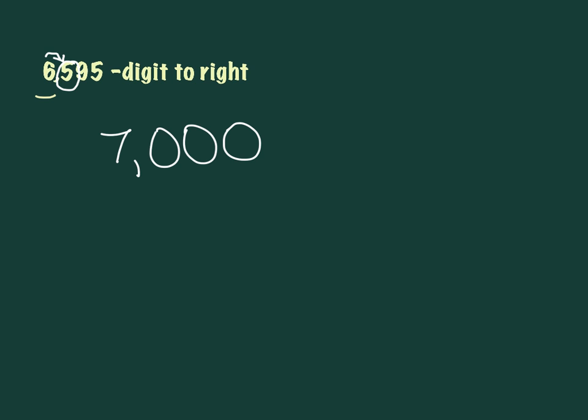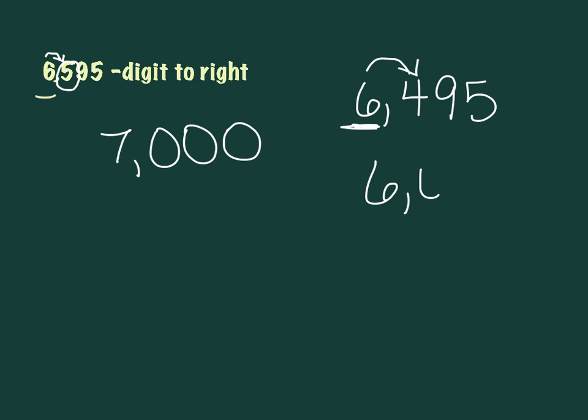If it happened to be a 4, does anyone know what my number would have been? If that happened to be 6,495, and we're still rounding to the thousands place, I look at the digit to the right, it's a 4. So in this case, that would have rounded to 6,000. Not 7,000 like we had in the first problem. So this is our digit to the right method.